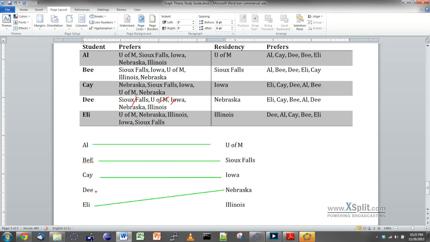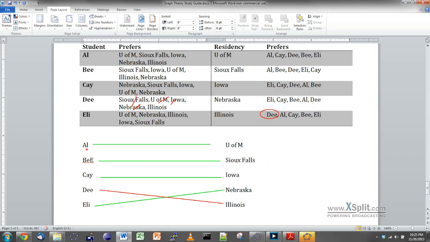Nebraska is going to say, nope, we like Eli, heck with you, D. Poor D is going to go over to Illinois. Illinois says, well, D, we like you all right, even though we were your fifth choice. We like you plenty, and none of the other programs liked you any, so we're going to snag you here. Illinois says, D, we like you plenty, let's connect. And that's going to be our stable marriage.